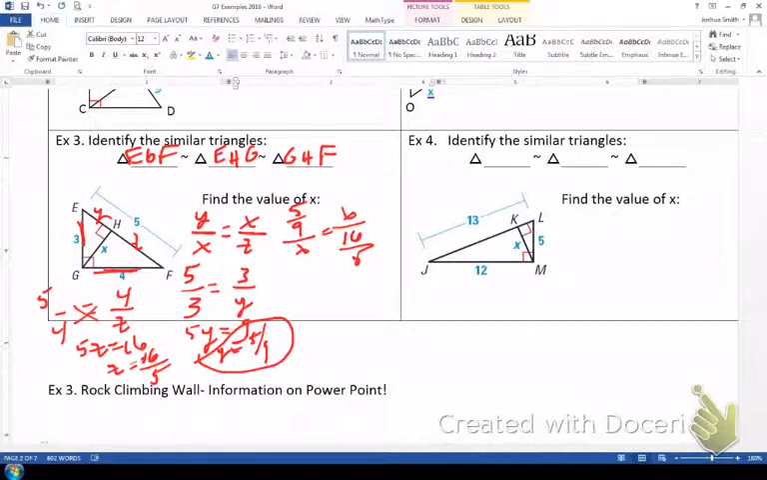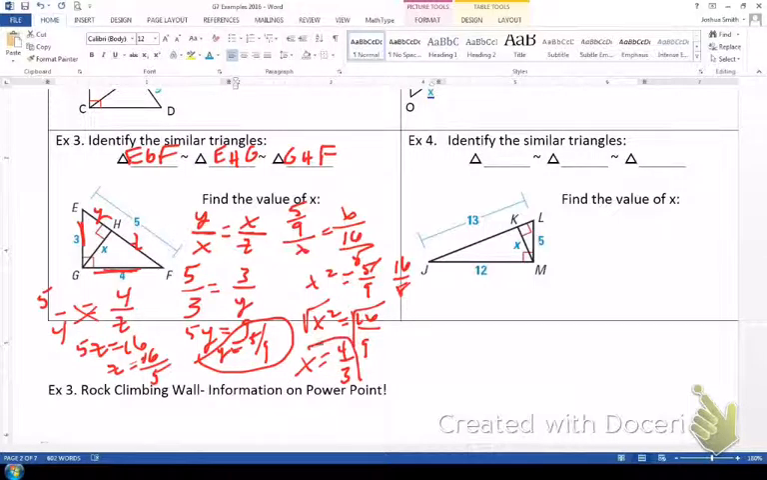Now I'm going to cross multiply this proportion because all I have is one variable. x times x is x squared. If I multiply 5 over 9 and 16 over 5, look at what happens. The 5's divide out, and I'm left with x squared equals 16 over 9. Now we got to square root both sides. And so x is 4/3. The altitude is 4 over 3.